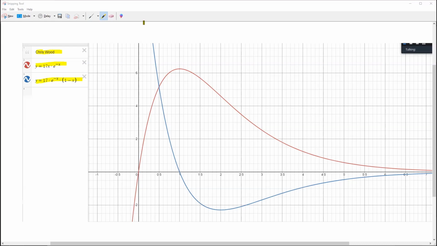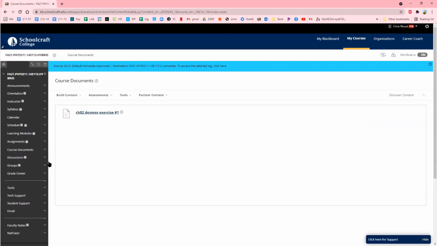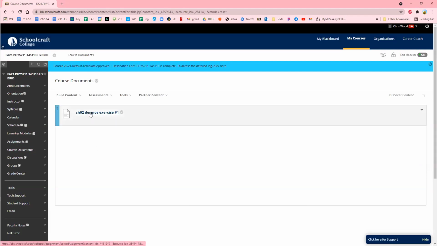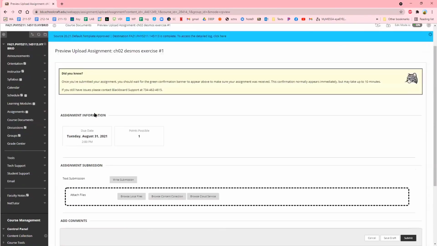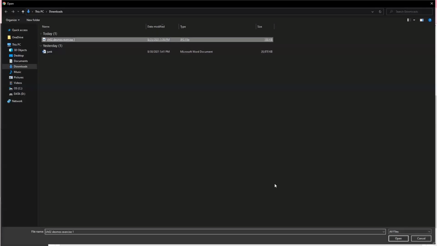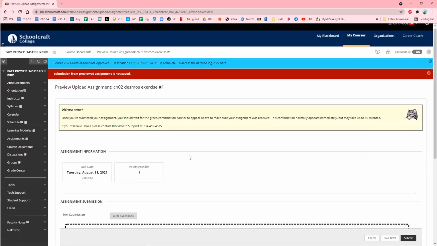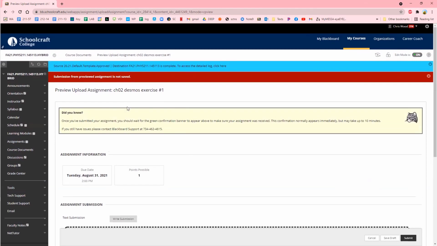Professor, I don't see a place to submit this. Log into Blackboard. When you log into Blackboard, you're going to click on course documents, and under course documents you're going to see chapter 2 Desmos exercise 1. Got it. Thank you. And then you're going to browse your local files and select that screenshot you just saved, however you want to save that, and submit it. Okay, that's good. And then when you're done.